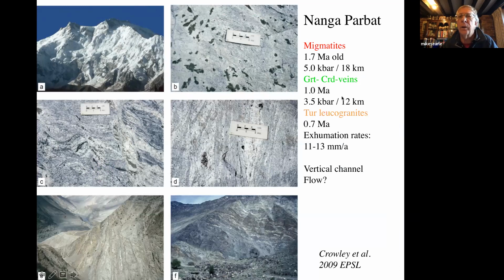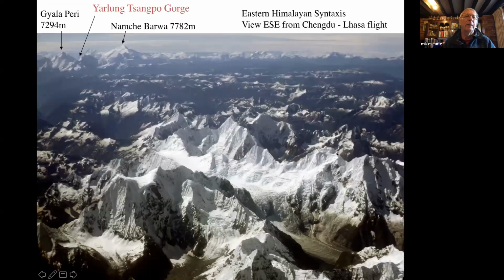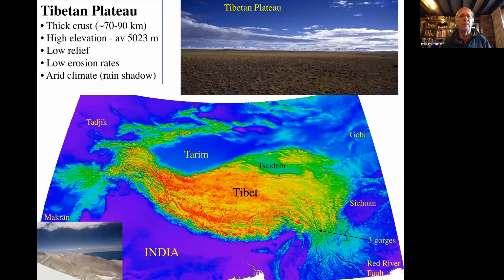So you have these garnet cordierite veins with tourmaline leucogranites, spectacular cordierites in here. And some of the youngest tourmaline granites dated 0.7 million years, which is quite amazing. The eastern syntaxis is around here in Tibet, Gyalapuri, Namche Bawa, where we've tried to get into several times, but unfortunately it's impossible to go down the gorge. The Chinese are building hydroelectric dams down there. They don't want anyone from outside to see what's going on.